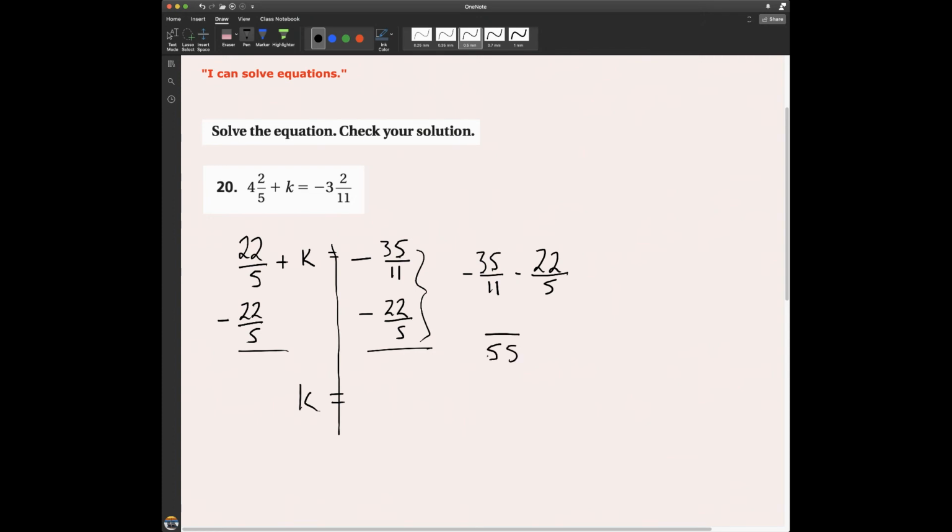So to get from 11 to 55, I have to multiply by 5. This will still be negative. And 35 times 5. What is that? That's, I think, 175? 35 times 5. I'm checking on my calculator, yes, I got that right. Okay, cool.